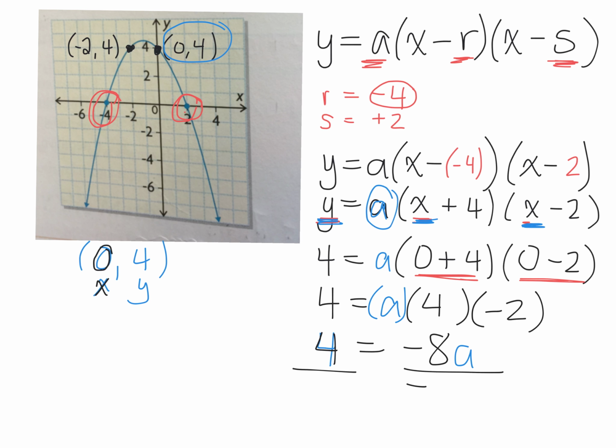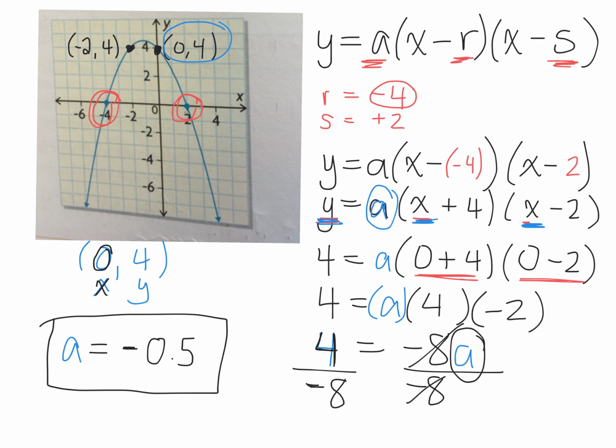What's the coefficient of a? I need to isolate my a, so I need to divide by -8 on both sides. So we're left with a equals, what's +4 divided by -8, simplified? -1/2, or -0.5 if we write it as a decimal.